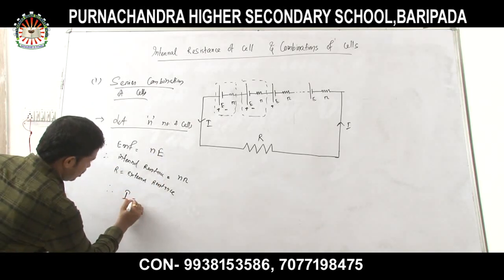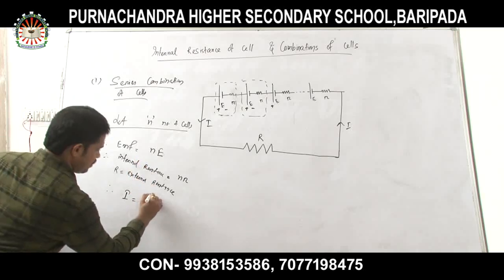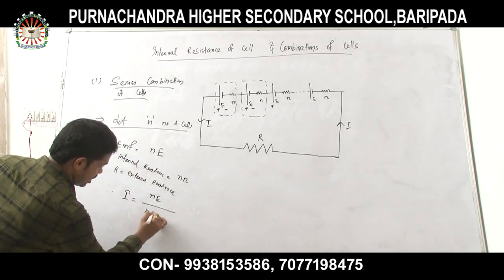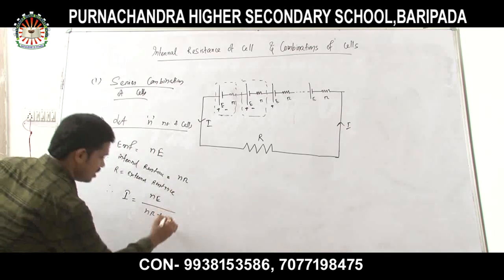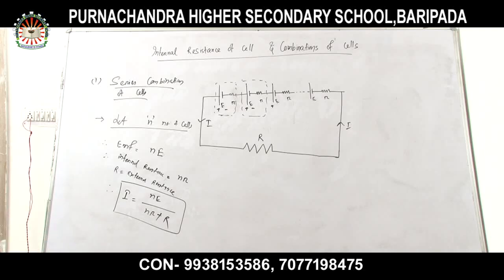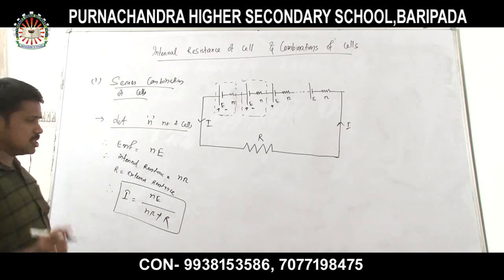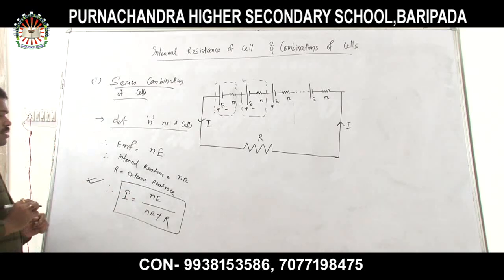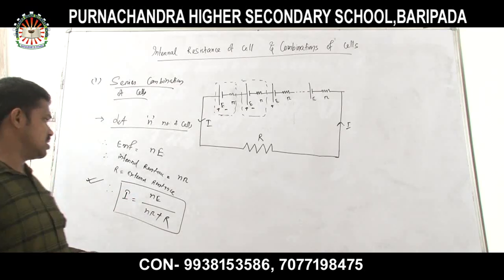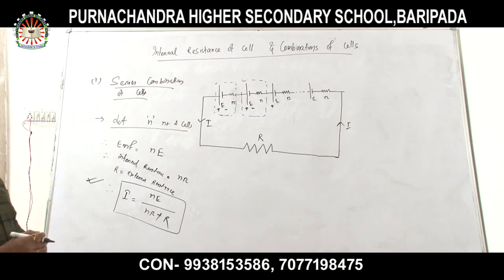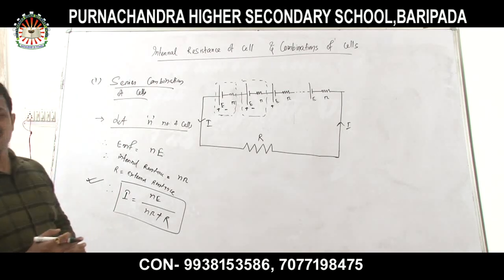So current I is equal to total EMF, how much? nE divided by what is the total resistance? Now nr plus external resistance R. So this is the expression. Remember, again I will repeat, in case of series combination, this is the expression of current in the electrical circuit when cells are connected in series.